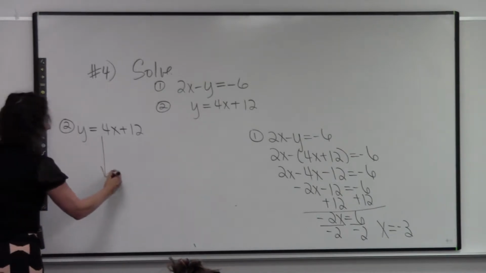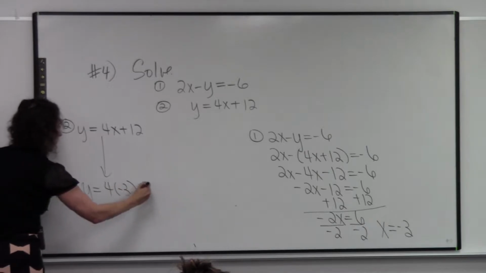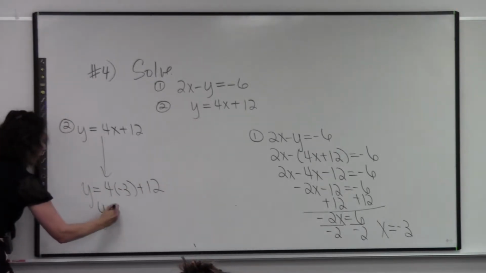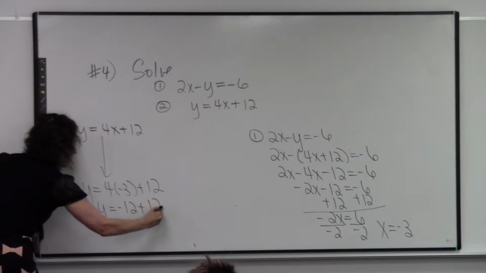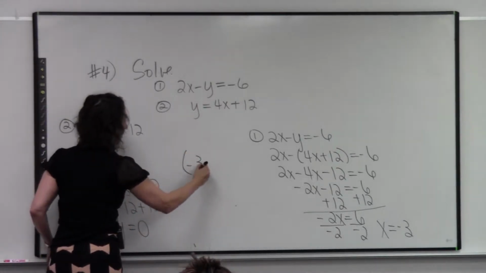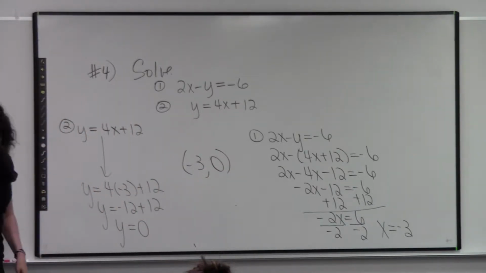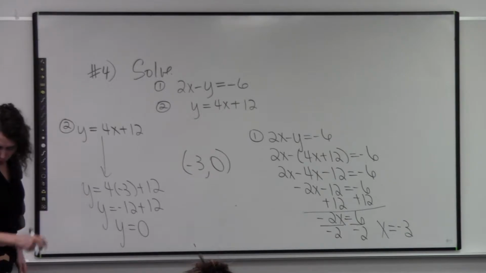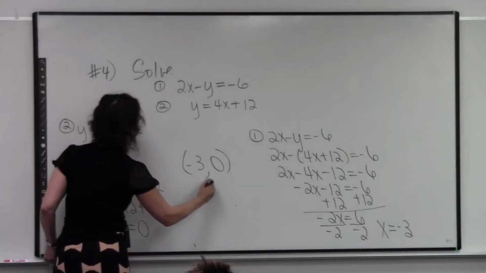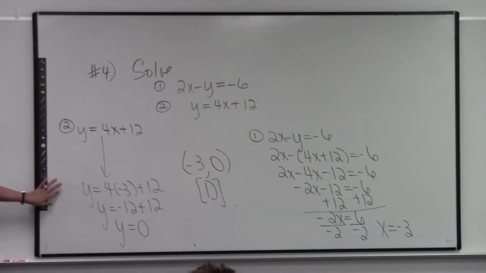So let's go back over here, right? We're going to plug in. What are we plugging in? So what are we going to get for y? All right, so our ordered pair is negative 3, 0, because you always write the x first. It is B. No, which one is it? D. D. All right, questions on that number 4? Any questions? We're good to go there?